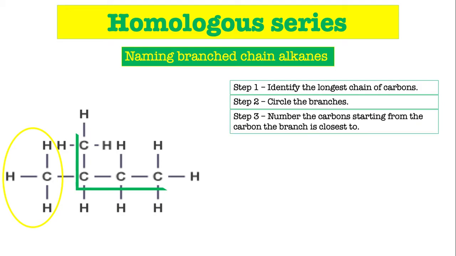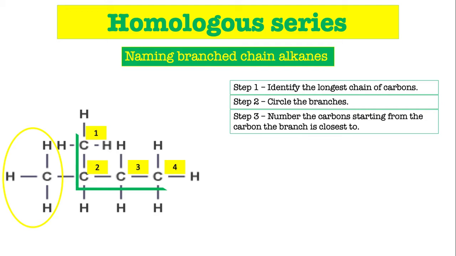Step 3 then would be number the carbons starting from the carbon the branch is closest to. What I mean by that is you cannot start numbering the carbons from here because the branch is all the way over here. So you're going to start numbering it from this carbon here. So that would be carbon 1, carbon 2, carbon 3 and carbon 4. That's you done all the hard work.